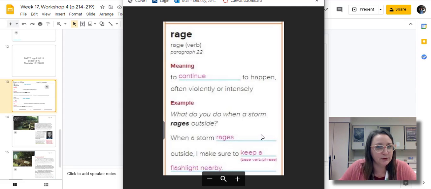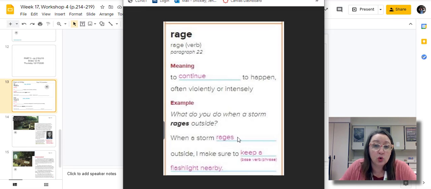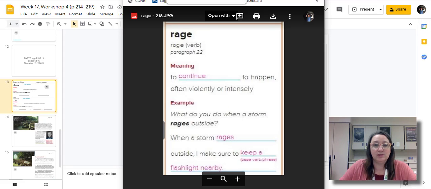Why would someone keep a flashlight nearby if a storm is raging? That's right. They're afraid the power might go out, so they're keeping a flashlight nearby. A raging storm suggests that the storm is very bad. Let's move on to inspire.